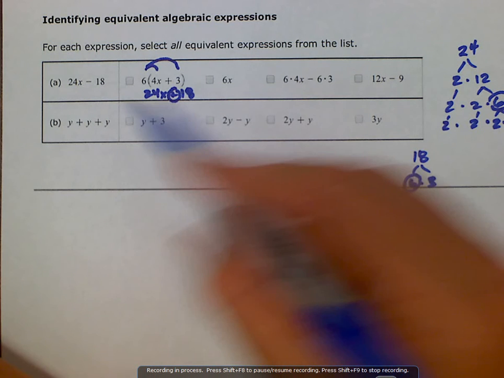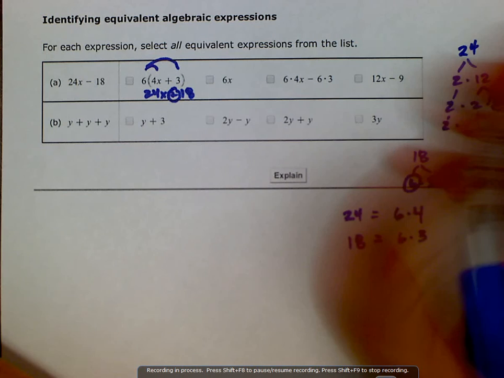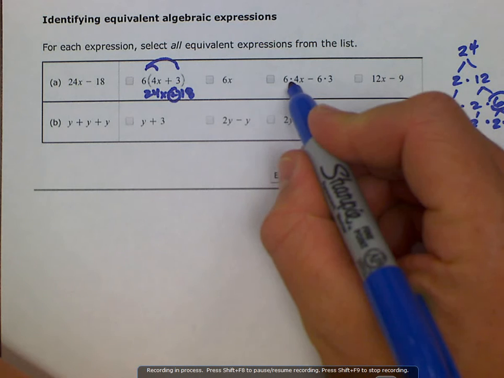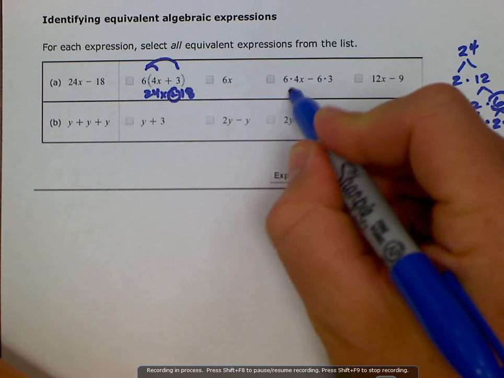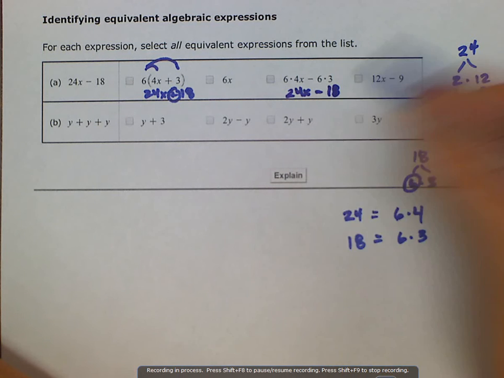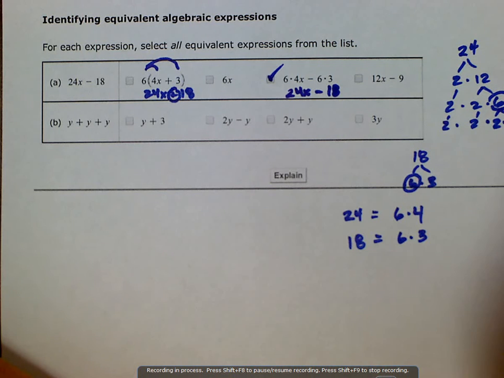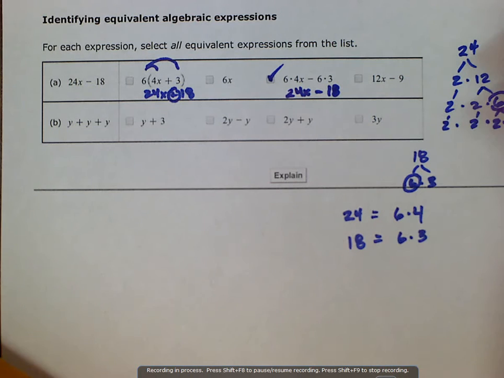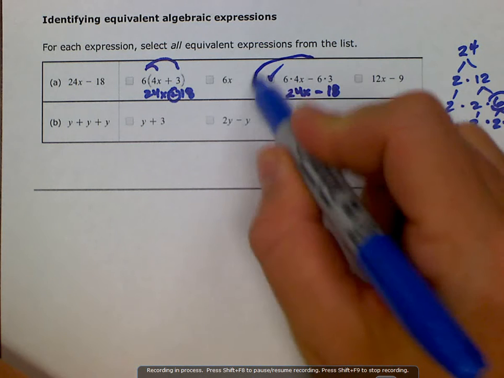And then this next one here, we see 6 times 4x minus 6 times 3. If we use order of operations, our PEMDAS, we know that multiplication has to take place before subtraction. So 6 times 4x is 24x minus 6 times 3, which is 18. So this one checks out. And then finally 12x minus 9, which is just if we had divided each of the terms by 2, but it's not the same. So that one doesn't check out. So just the one on the top row.